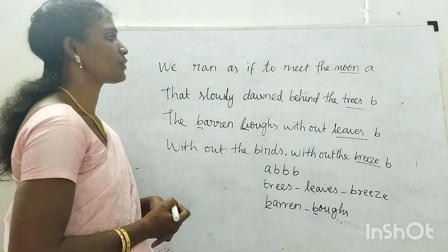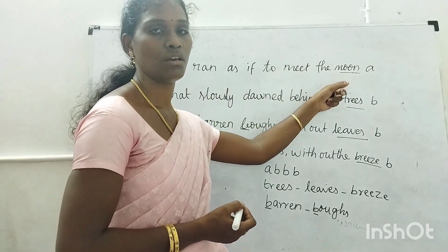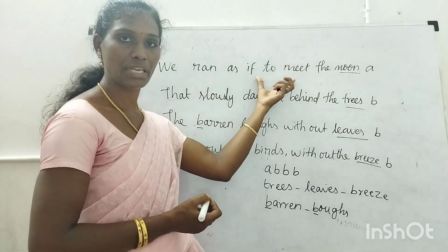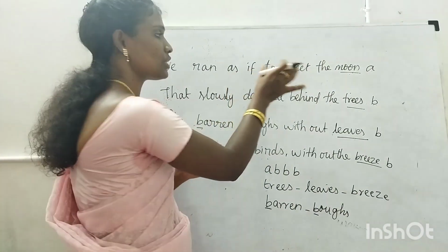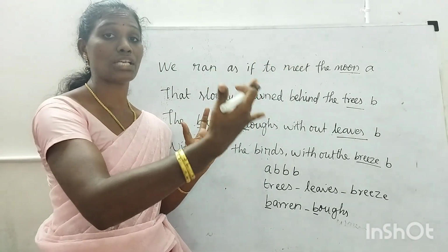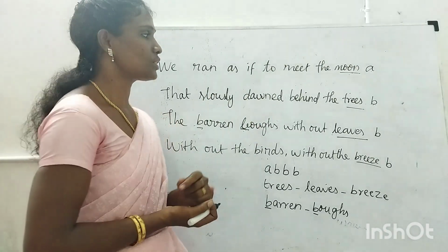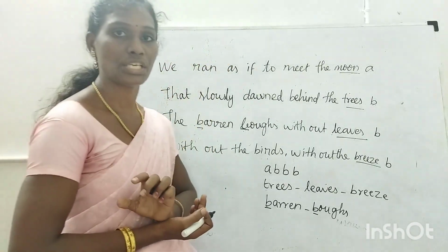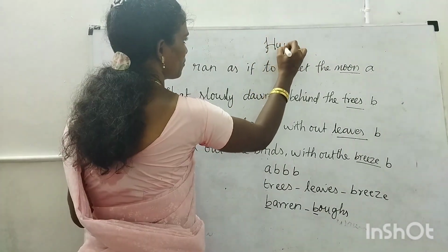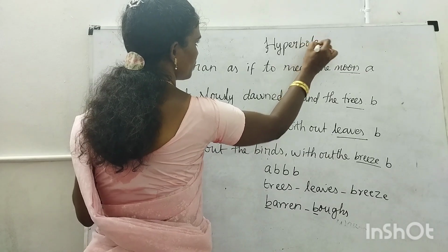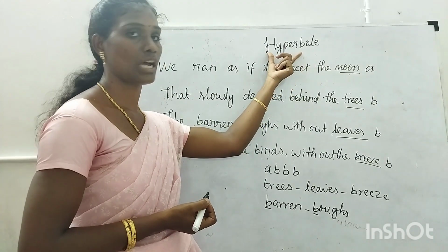And next, figure of speech. What is the figure of speech used in the first line? We ran as if to meet the moon. Can we meet the moon? It's not possible, isn't it? But it is mentioned that they run to meet the moon. This is beyond imagination. It will not happen, but they are imagining that it is going to happen. So in a line, if they use any such imagination, that figure of speech is hyperbole. Hyperbole. So beyond imagination means it is hyperbole.